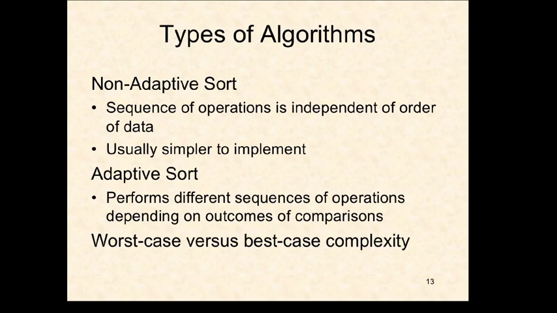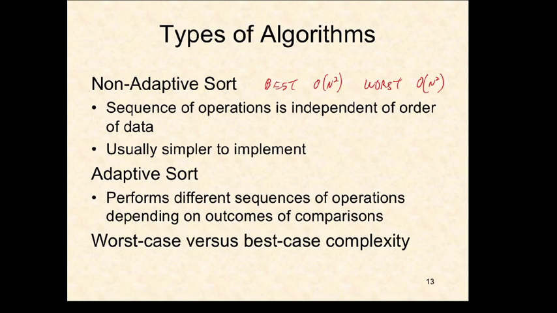Another thing, we're almost at our first sort. We're almost there. Another type of categorization that we can use for sorts is, is it not adaptive or is it adaptive? With a non-adaptive sort, the sequence of operations is independent of the order of the data. So for instance, if we see that the best case is O of n squared and the worst case is O of n squared, we would say it's not adaptive.